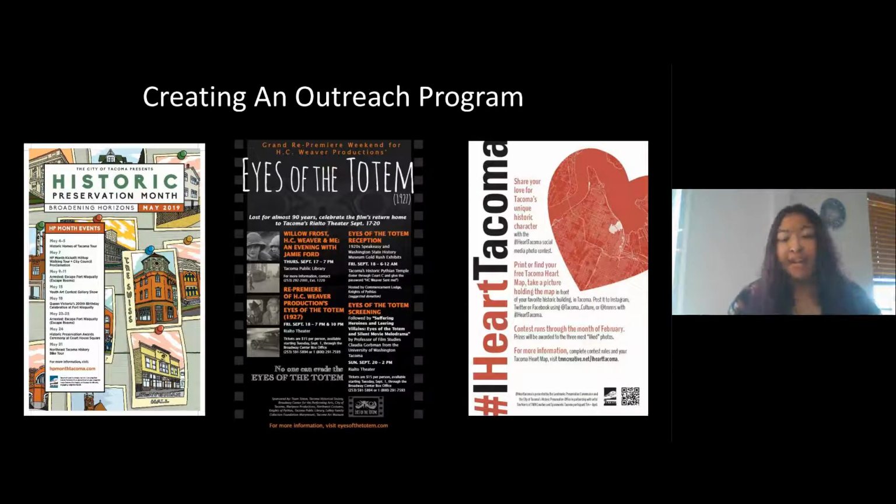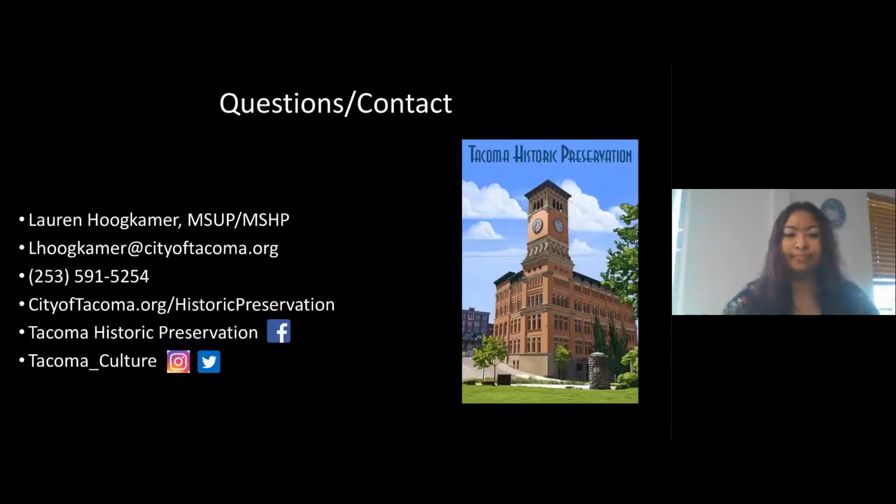Because architecture is cool, but at the end of the day, why we preserve is because these places mean something to our community and they say something about who we are. That is all. Thank you.